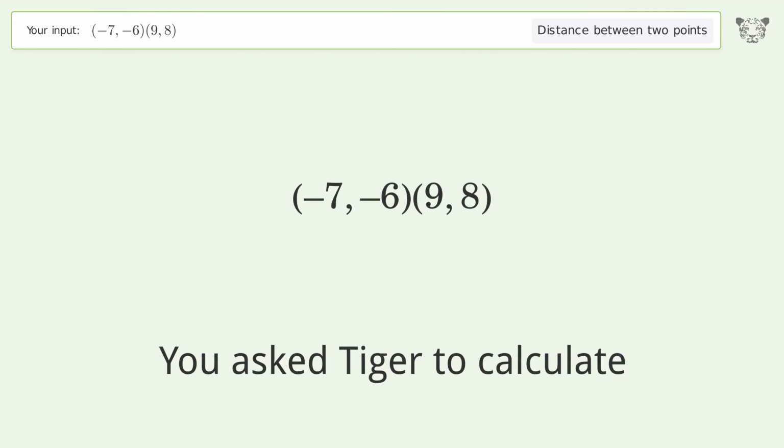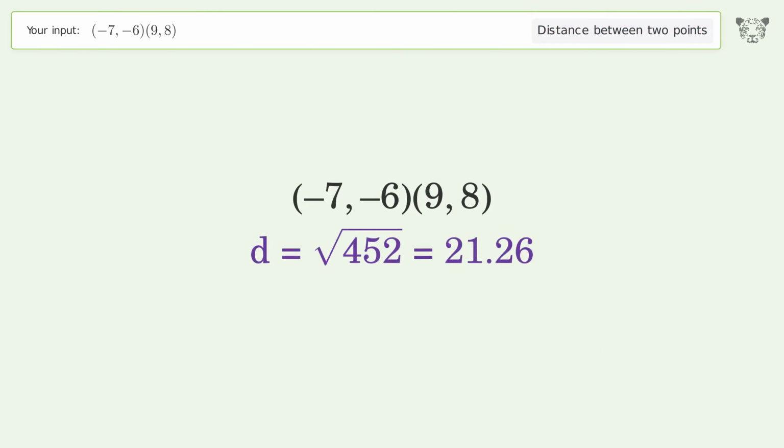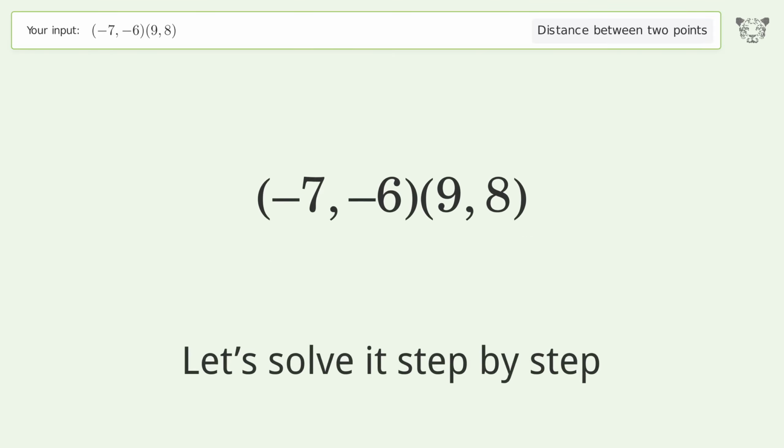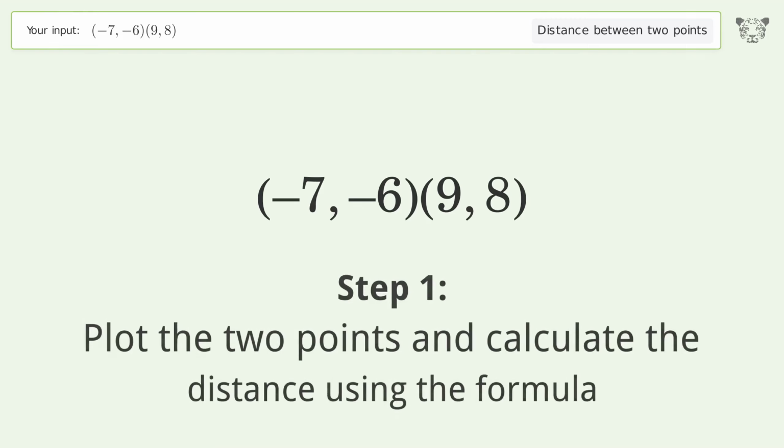You ask Tiger to calculate. This deals with the distance between 2 points. The distance between the 2 points is the square root of 452, or 21.26. Let's solve it step by step. Plot the 2 points and calculate the distance using the formula.